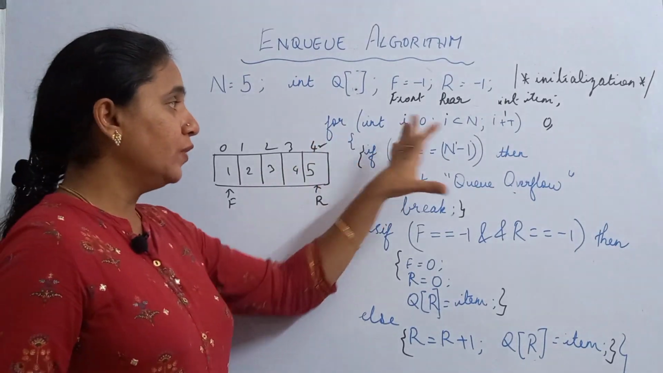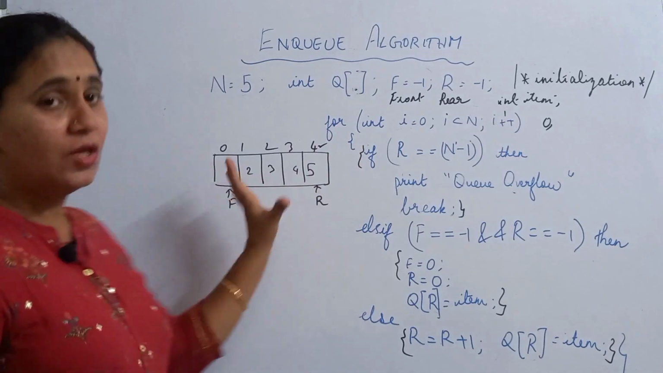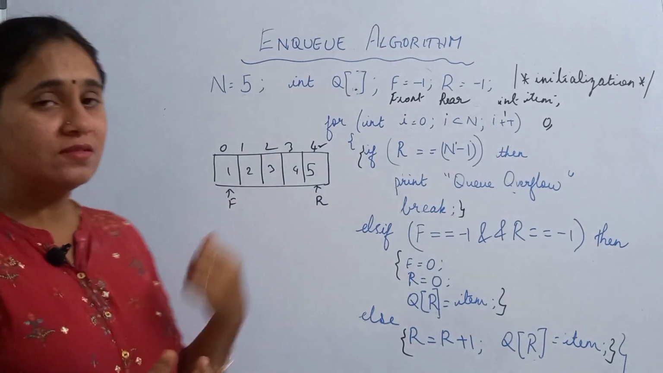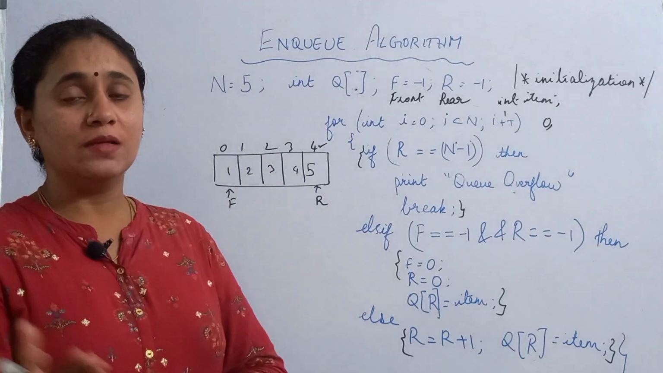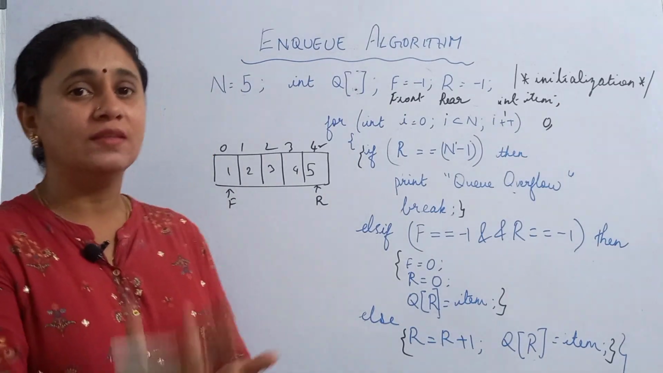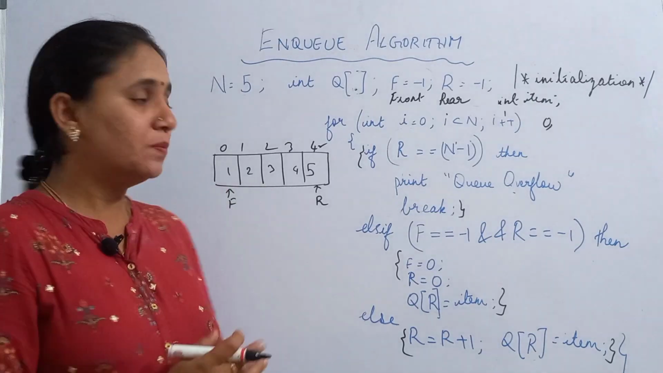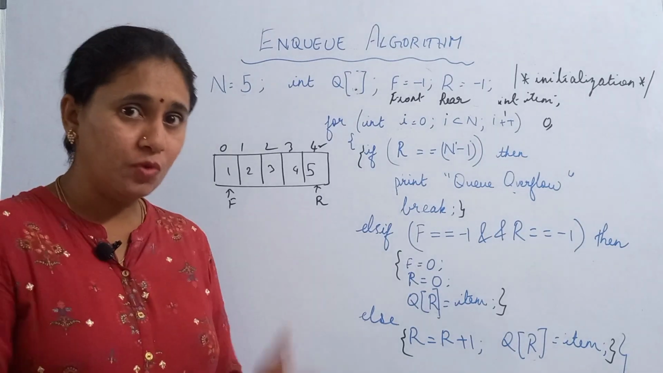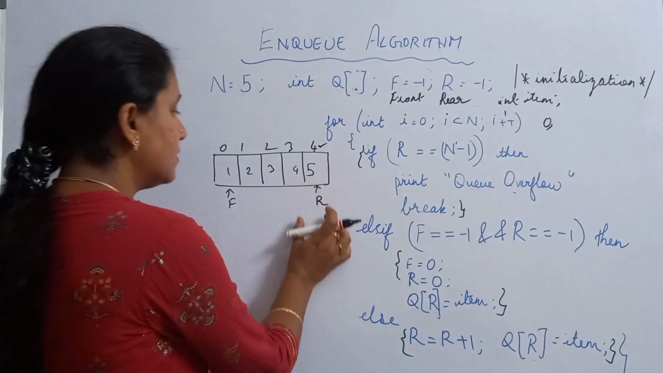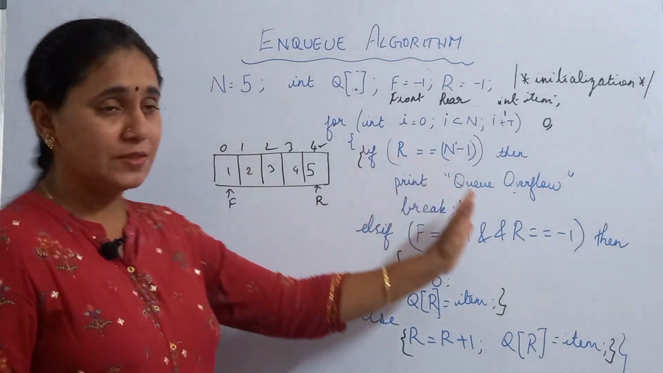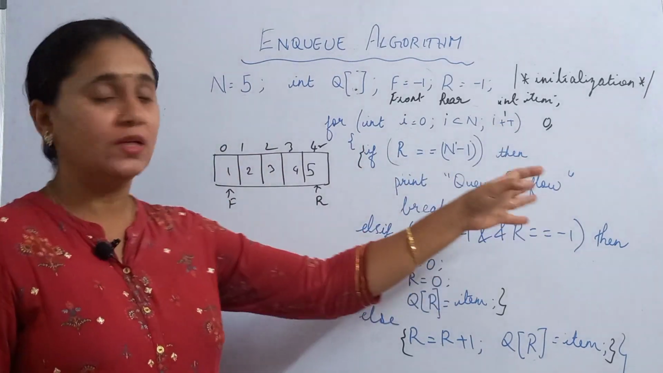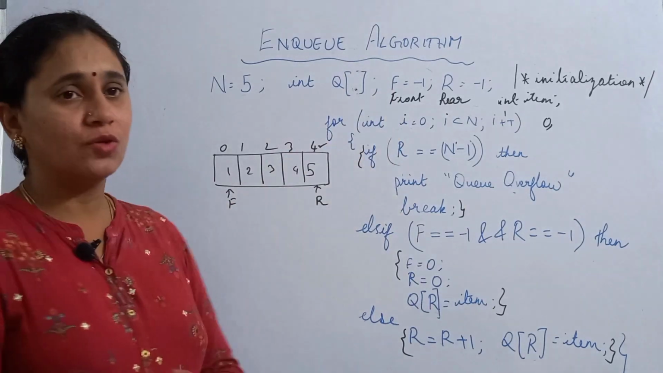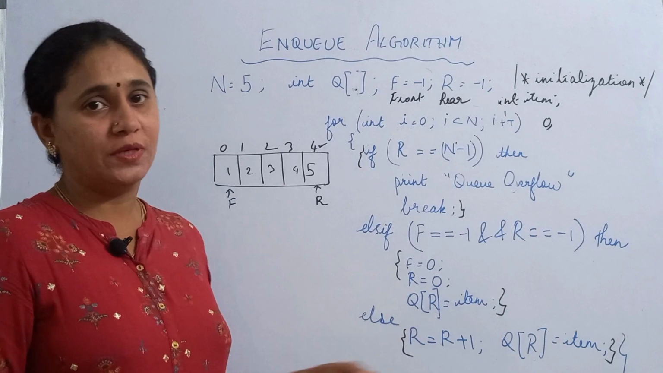Now what is the meaning? If the queue has all the elements filled inside this data structure, we cannot insert more elements, isn't it? Because the queue is already full. How can I insert the elements? It is not possible. So it will check this condition and display queue overflow, that is, queue is full. We cannot insert the elements, so it will stop executing the loop operation, right?